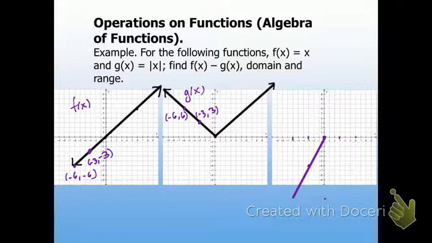So I'm going to find the y coordinates of f and g when x equals 3. Okay, so when x equals 3, I have a point here on f that is 3 and 3. And g of x is going to be 3 and 3 also. So I have to subtract the y coordinate of f minus the y coordinate of g. So it's going to be 3 minus 3, right? They are both the same, so 3 minus 3 is 0. So my point is here, on the x-axis.